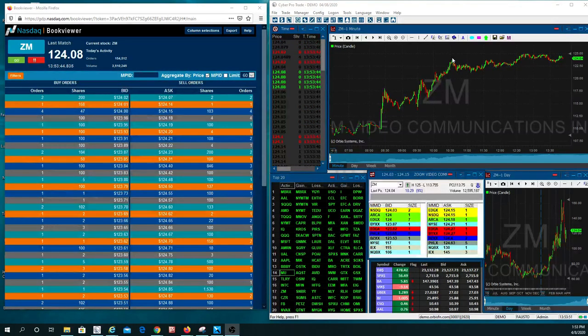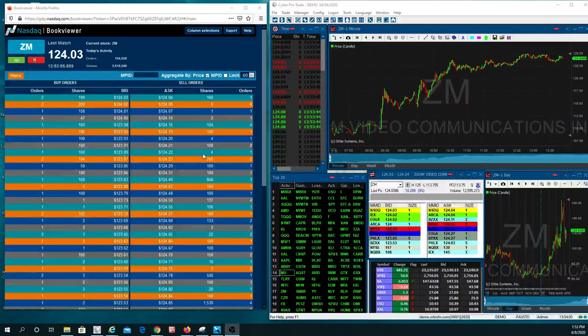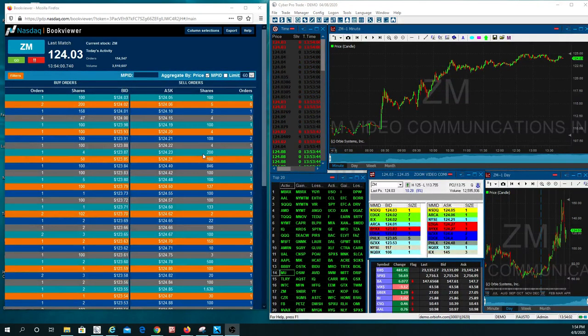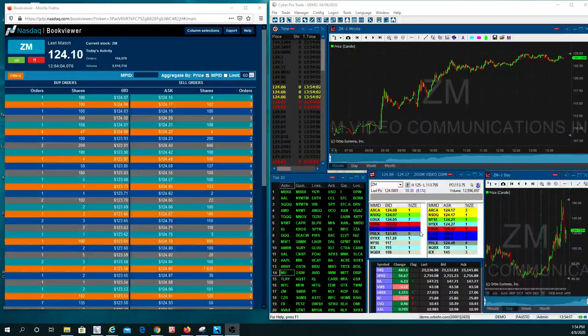Now, remember, the stock is going higher. It's having a tough time breaking the resistance level at 125. Why is it having a tough time breaking this resistance? Well, there obviously must be somebody preventing it from going higher. You can't see that on a chart. You can't see that in level two. Level two has been outdated since the 90s. You can't even tell in a long-term chart, but where you can tell is right here on the book viewer.